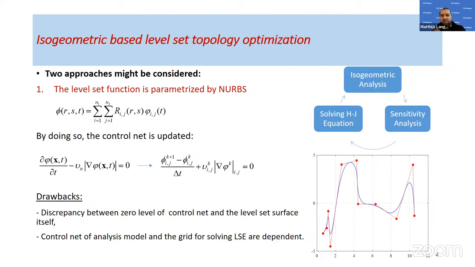Okay, that's maybe the essential part I missed. So thanks for pointing that out. So I see you use the Hamilton-Jacobi method to propagate the level set, to update it. If you would use the other way of directly using an optimizer to basically update the control points, would it still be a problem?